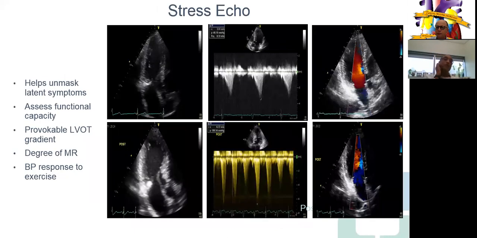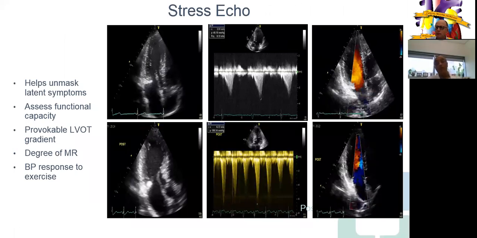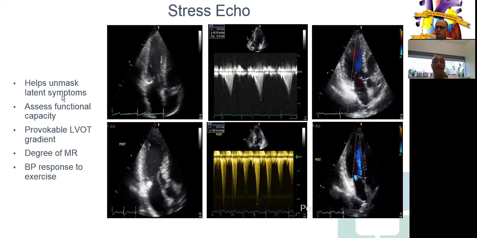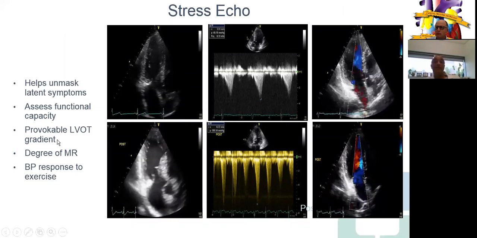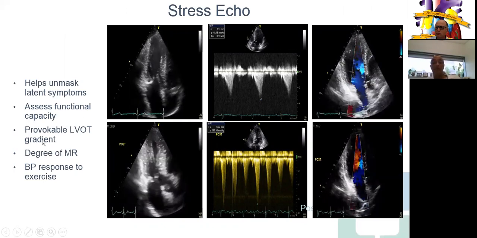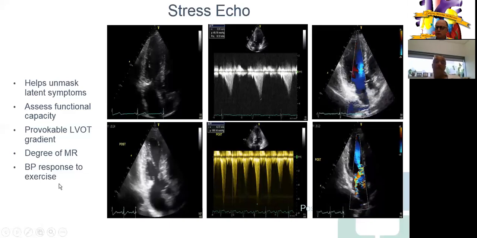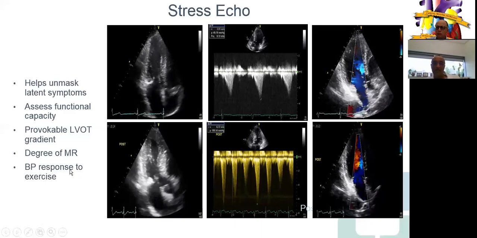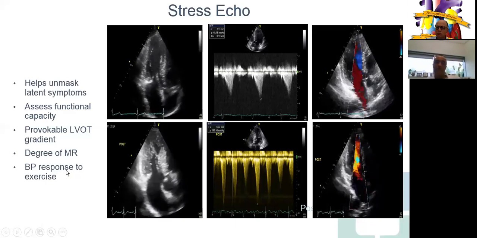Stress echo, we do this routinely, especially in asymptomatic patients or patients who perceive themselves as asymptomatic. This helps us unmask latent symptoms. We can nicely ascertain functional capacity. We can look for provoked LVOT gradient, ascertain degree of MR, as well as blood pressure response to exercise. So stress echocardiography has a huge role in a rightly selected hypertrophic cardiomyopathy patient.